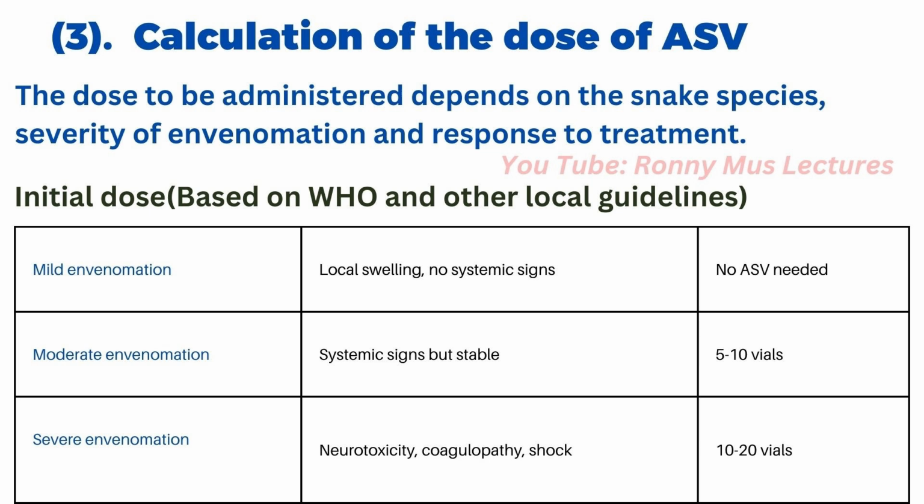The dose to be administered depends on the snake species, severity of envenomation, and the response to treatment. So when there is mild envenomation, which is characterized by local swelling but no systemic signs, then there is no need of administering ASV. But when there is moderate envenomation and severe envenomation, then you need to administer anti-snake venom.